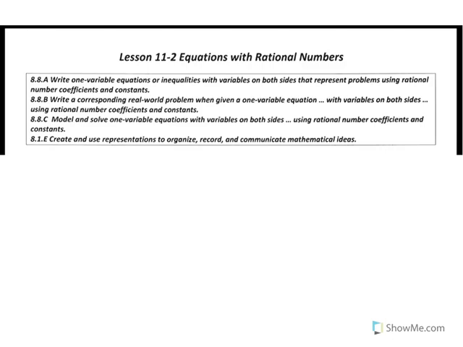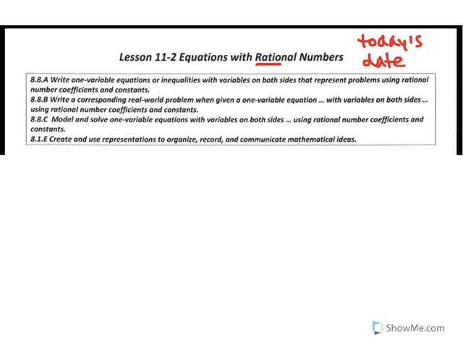Hello everyone, this is Miss Sullivan and I am doing lesson 11-2, equations with rational numbers. In the word rational, we see ratios, so that lets you know we're going to work with fractions and decimals. Before we begin, put today's date in the top right corner of your paper.